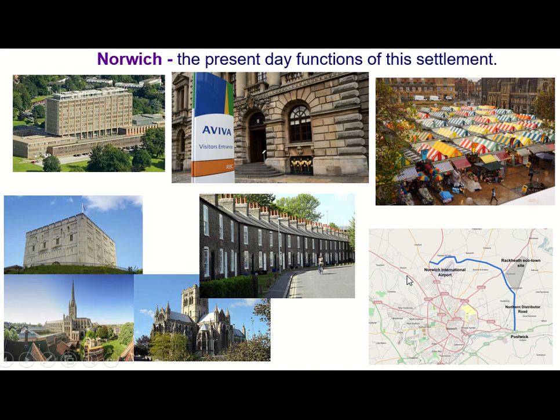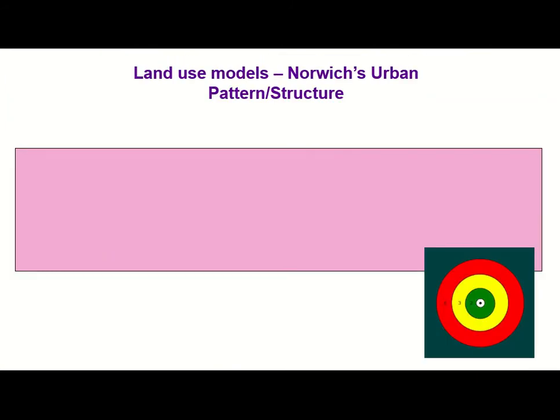So you can see that Norwich has a lot of present-day functions that we really, hopefully, know about because we live near here, okay? So now moving on to land use. Your mind map should now be complete and you should have information about site, settlement, situation and connectivity in general, but also, for Norwich specifically, an idea about what function means and some of the functions of Norwich as a city. And now we're going to look at urban patterns or land use models.